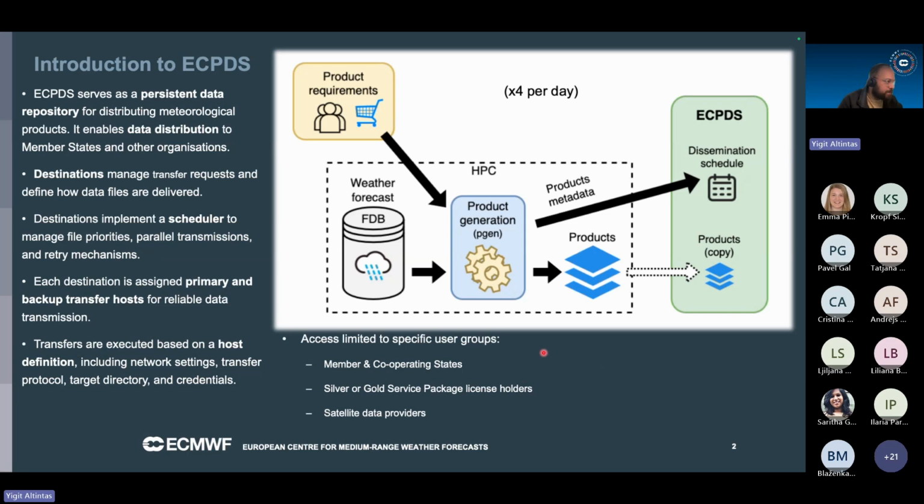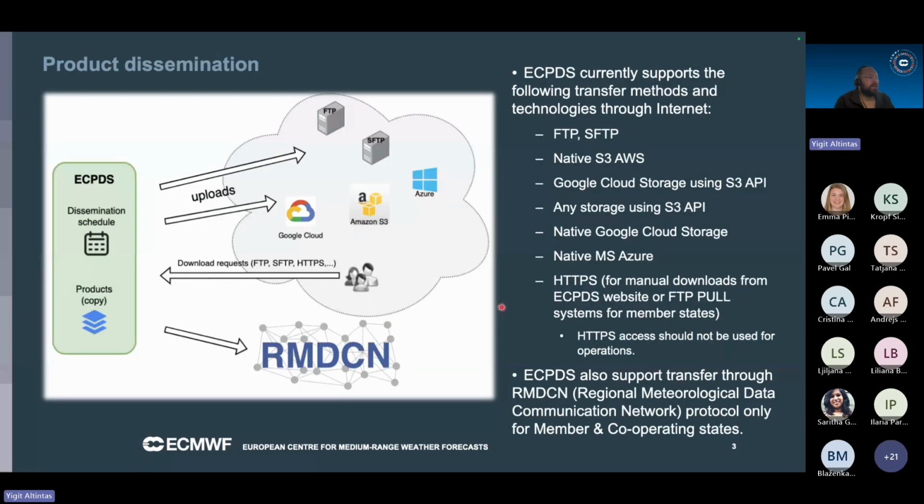Okay, next slide. So I'm listing here the available hosts that you can have. We can start with FTP and SFTP. We have native S3 AWS. We have Google Cloud Storage using the S3 API, and any other storage using the S3 API, we also allow that. We have native Google Cloud Storage, which is new, and we also have Microsoft Azure. We support these technologies.